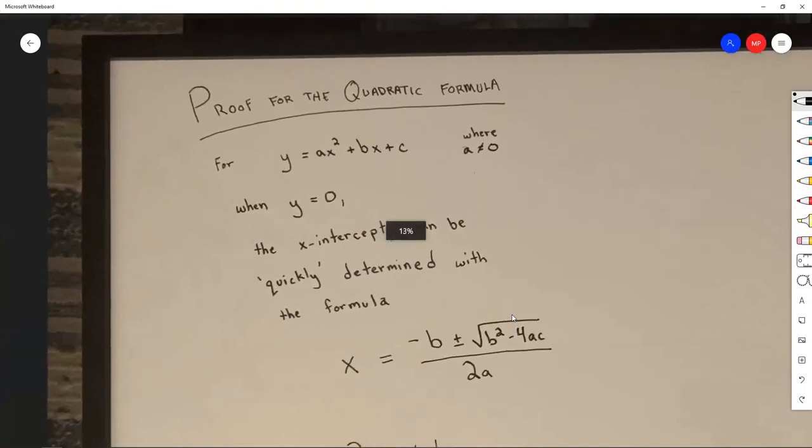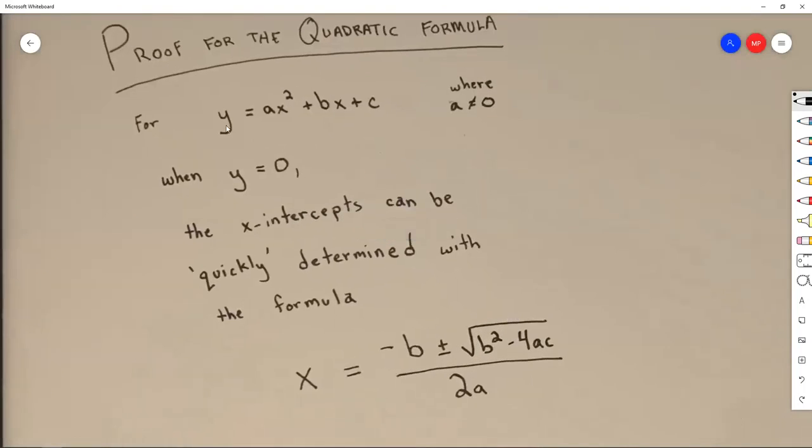Once again, we're dealing with quadratic equations where they say y equals ax squared plus bx plus c. A and b are numbers. They're called coefficients because they're in front of variables. A is in front of the x squared, b is in front of the x. C is also a number. We don't know what it is right now, but it could be any number.